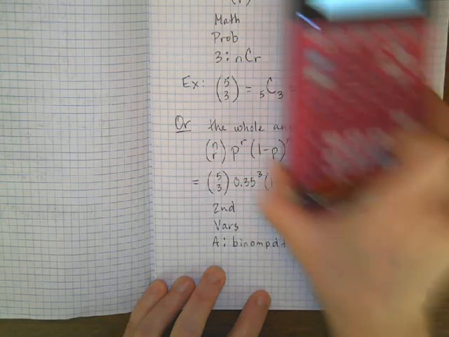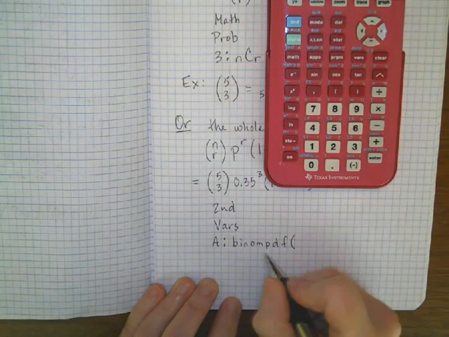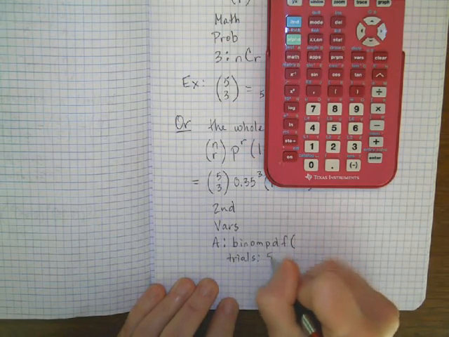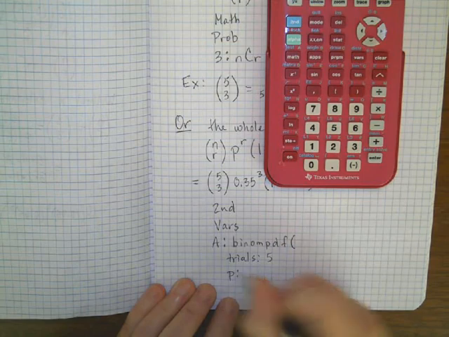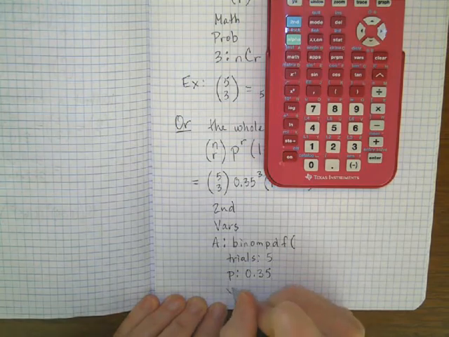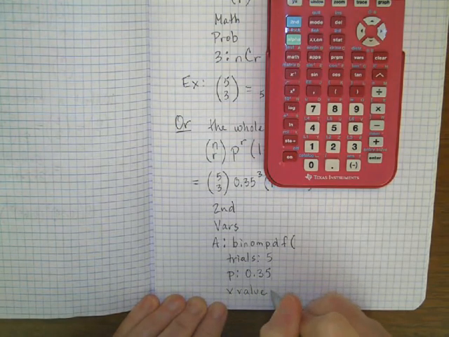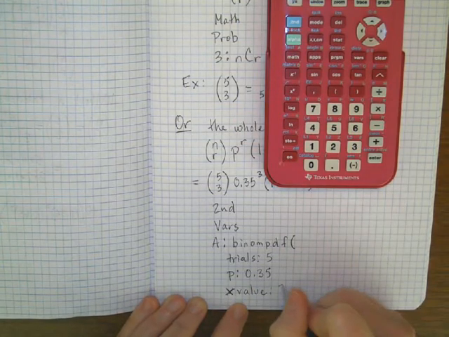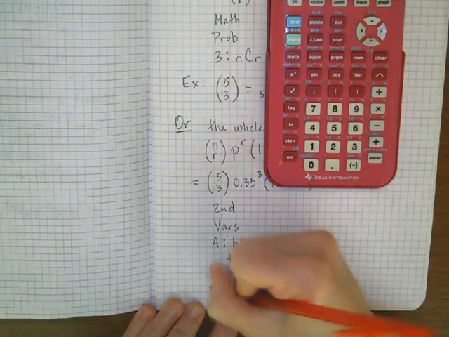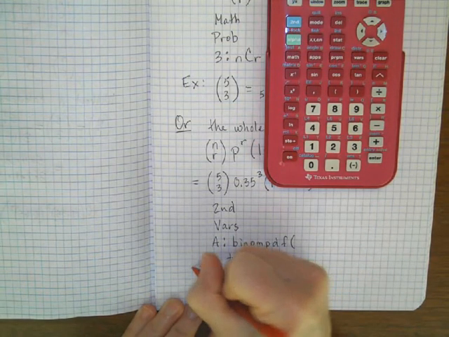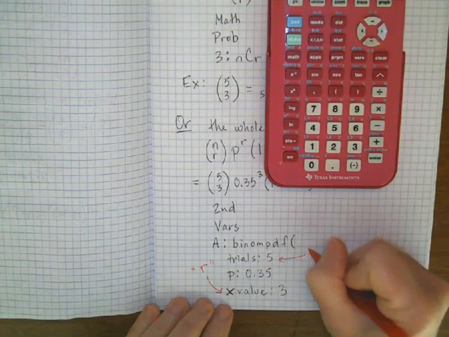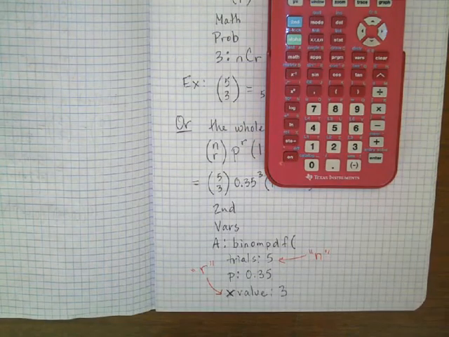All right, so let's write down what happened. Once we got here, it asked us to fill in the number of trials. The number of trials was 5. It asked us to write down the probability. The probability was 0.35. And it asked us for the X value. The X value is the same thing as R, and we wrote 3. So the X value is our R. The probability is P, and the trials is our N. And then you get your answer, lickety-split.